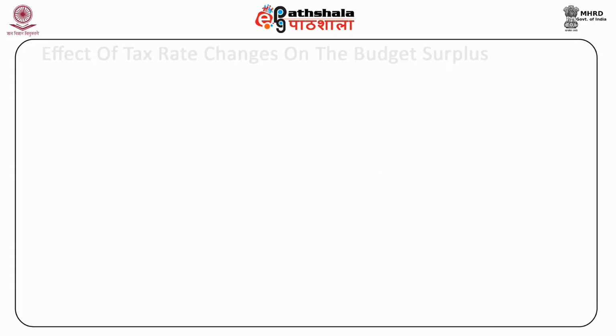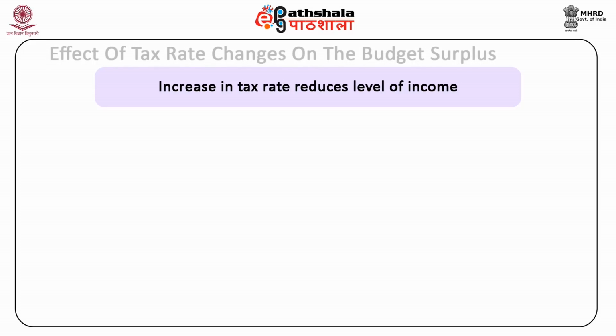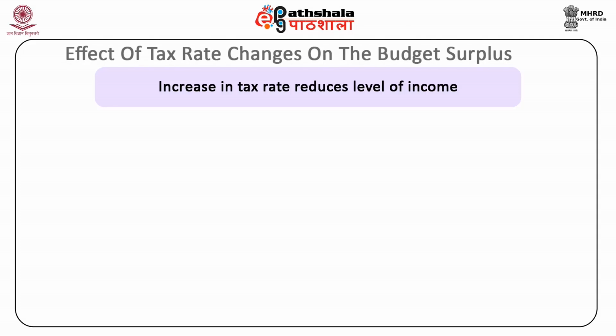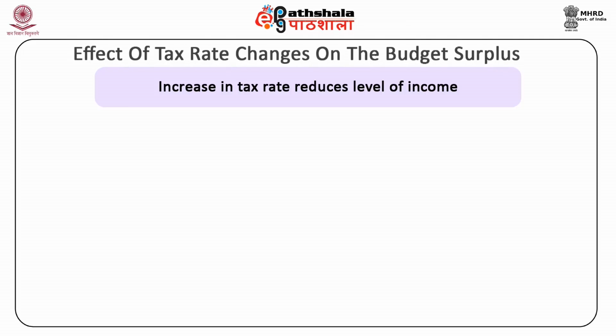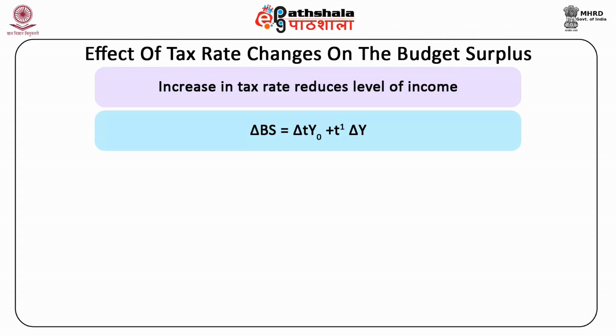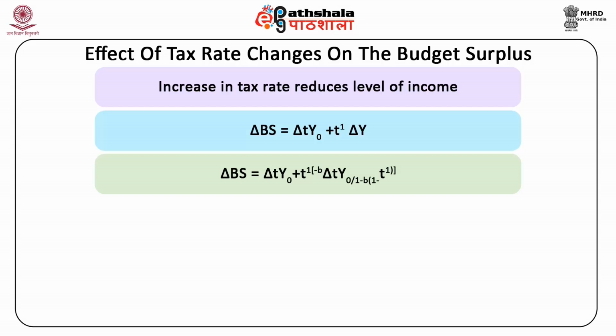Next, we will study the effect of tax rate changes on the budget surplus. An increase in tax rate will reduce the level of income, as shown in equation 16. The effect on budget surplus is the sum total of the change in the tax revenues at the initial income level plus the tax yield at the change in income level. That is, change in BS is equal to change in t into Y naught plus t1 into change in Y. Or, using equation 16, change in BS is equal to change in t into Y naught plus t1 bracket minus B into change in t into Y naught divided by 1 minus B into 1 minus t1 bracket close. Or change in BS is equal to change in t into Y naught minus change in t into Y naught into B divided by 1 minus B into 1 minus t1 bracket close.